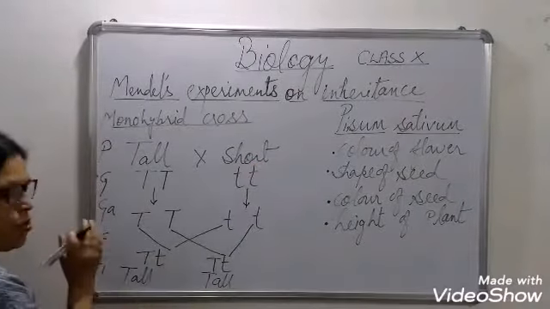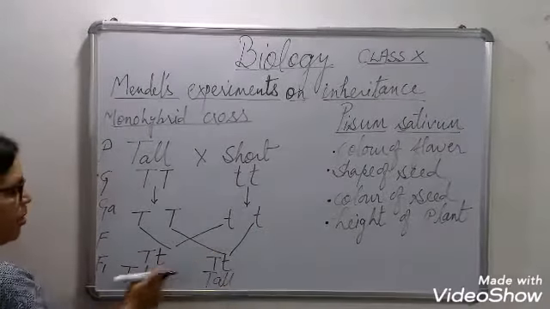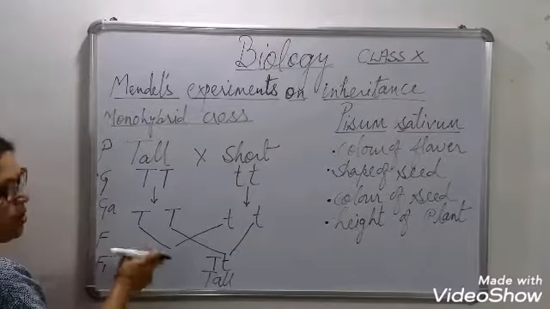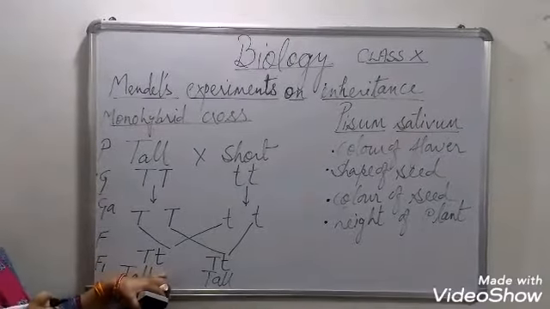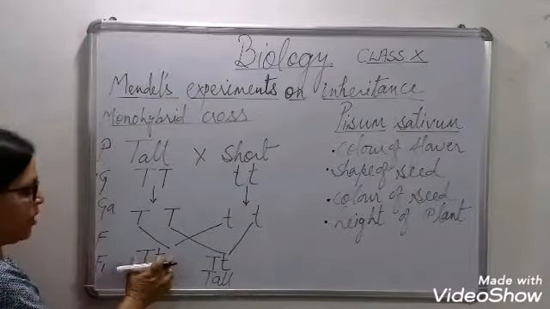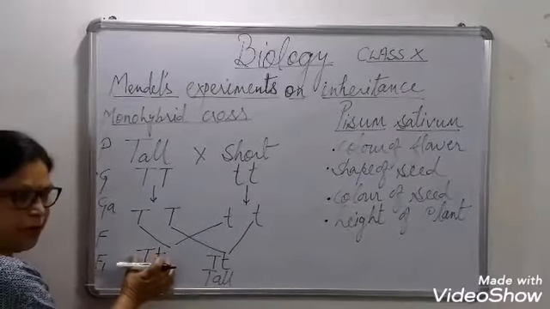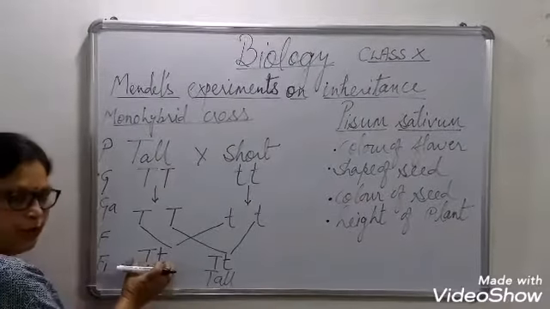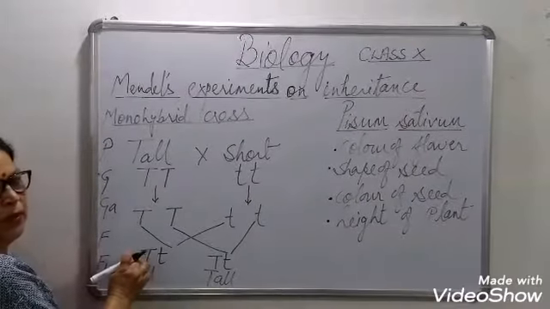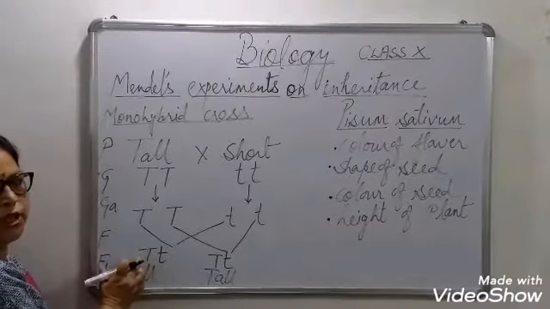And this tall plant, now dominant character, dominant trait is visible in first generation. Remember, if one factor is present, it can express itself as tall plant. This is called heterozygous condition. Heterozygous means both the genes or both the factors are not same, they are different. So what is a dominant trait? In heterozygous condition, the trait which is visible, or the gene or the factor which is able to express itself, is known as a dominant trait.